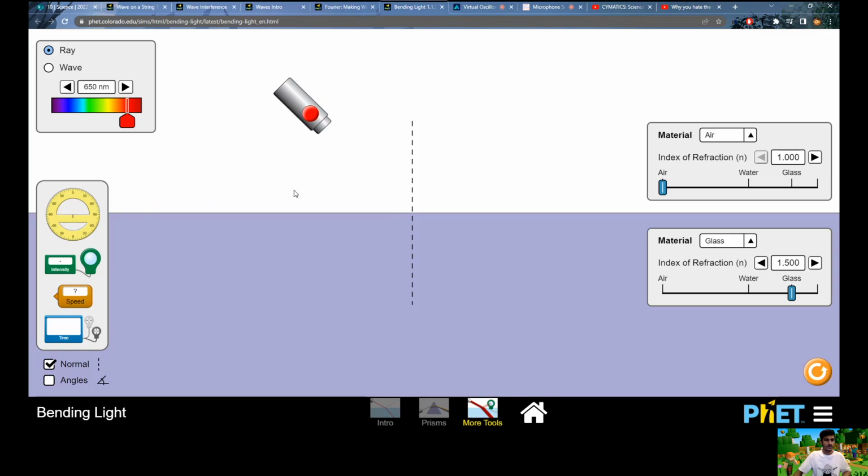Right, so then the last tab with more tools just has two new tools about the intensity and speed. So if I take this light beam, I can also measure the speed of light. So in air, the speed of light is 1c, where c is the speed of light. In water, the speed of light decreases.